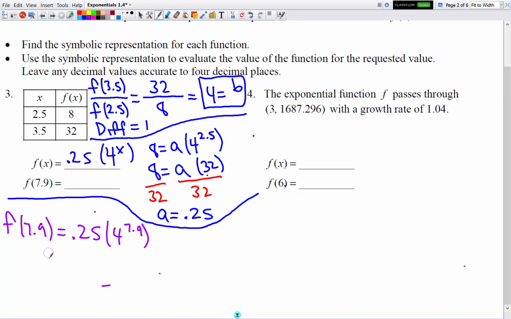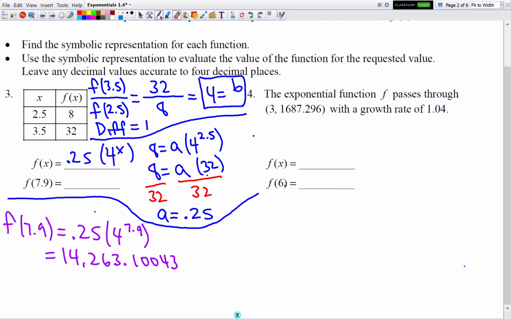So when I punch in this entire thing into my calculator, I'm going to get 14,263.10043. Okay, so I plug all that in, and I get this big number.